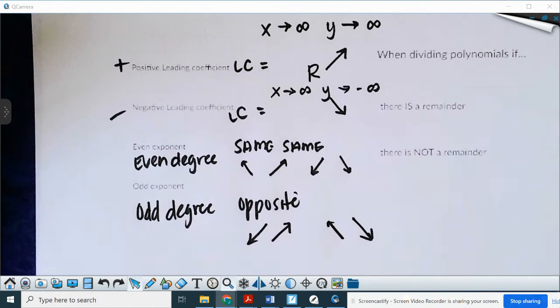I always read backwards. We're used to reading left to right, but most of this information is relative to your right-hand side. So your positive leading coefficient controls your right-hand side, and then relative to it, the even or odd degree controls the left-hand side. Just to keep things straight.